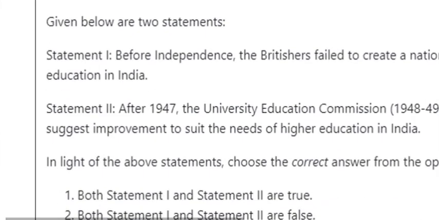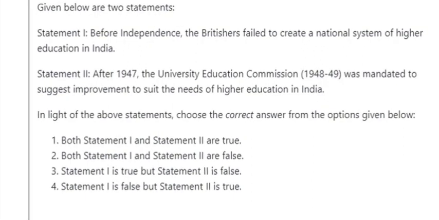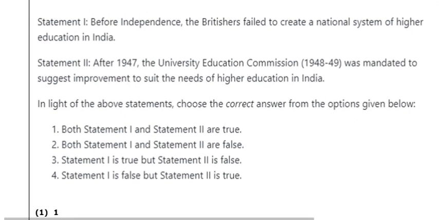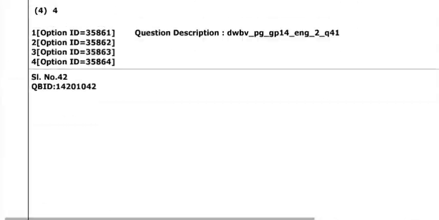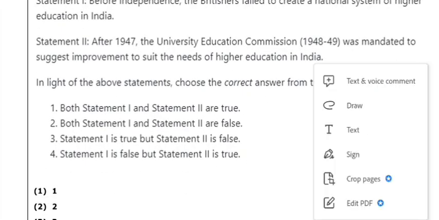Then 42 says, given below two statements. One says before independence the Britishers failed to create a national system of higher education in India. Two says after 1947 the University Education Commission 1948-49 was mandated to suggest improvement to suit the needs of higher education in India. So these are the options. 1 and 2 are true, 1 and 2 are false, 1 is true but 2 is false, 1 is false but 2 is true. What do you think? So the correct option will be number 1. Both 1 and 2 are true.